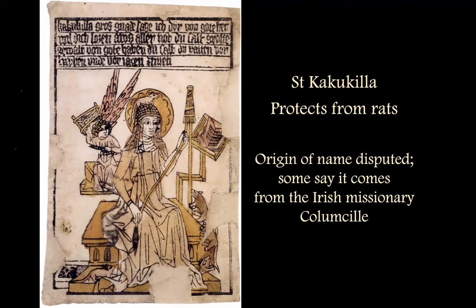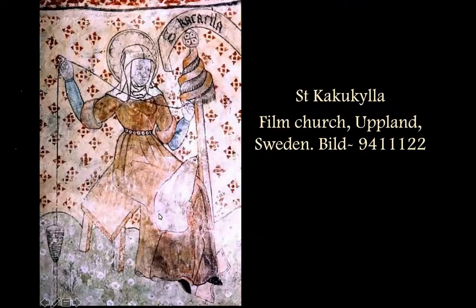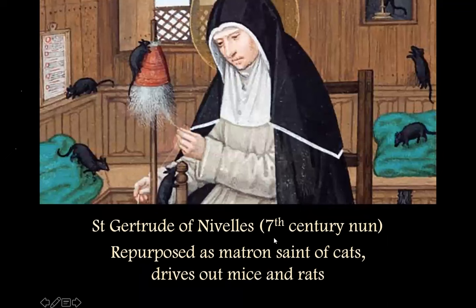So I don't know. But she is a protector from rats and mice, which you see down here around her skirts. And sometimes they're climbing up her distaff. And so here she is. This is in Sweden. And then here's an example similar to that, St. Gertrude of Nivelles in Belgium, who becomes the patron saint of cats. So I guess that's the idea, that she's driving out rats and mice. But still, the spinning aspect is present in all of these images of her.